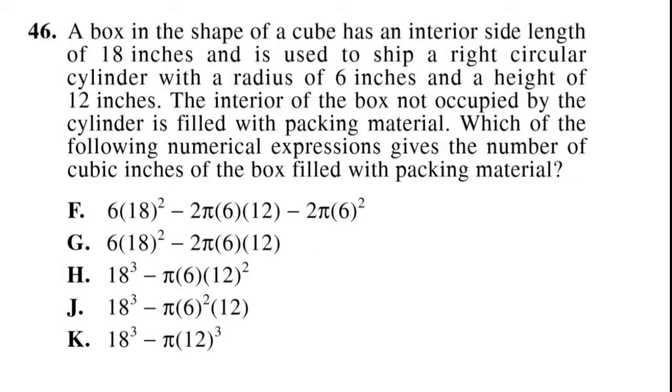Number 45. A box in the shape of a cube has an interior side length of 18 inches and is used to ship a right circular cylinder with a radius of 6 inches and a height of 12 inches. The interior of the box, not occupied by the cylinder, is filled with packing material. Which of the following numerical expressions gives the number of cubic inches of the box filled with the packing material?